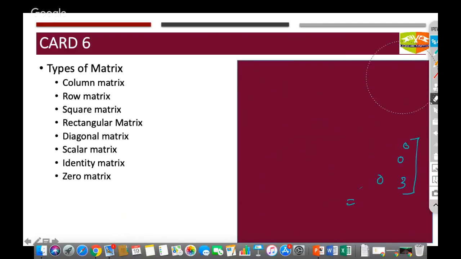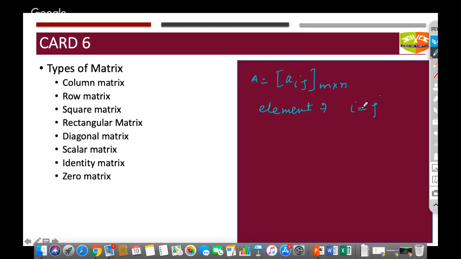Now if you have to represent a scalar matrix in general terms, you see here how I am doing it. Any matrix is represented by Aij, m into n. So I'll write the element where i is equal to j, elements are equal, and where i is not equal to j, Aij would be equal to 0. So that is how you have to write this.